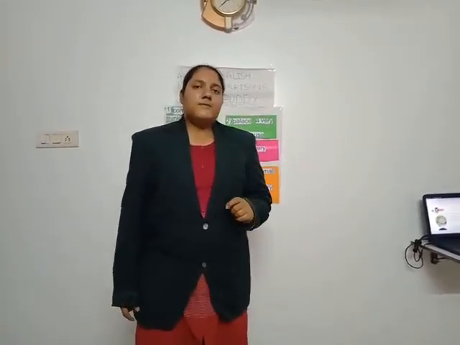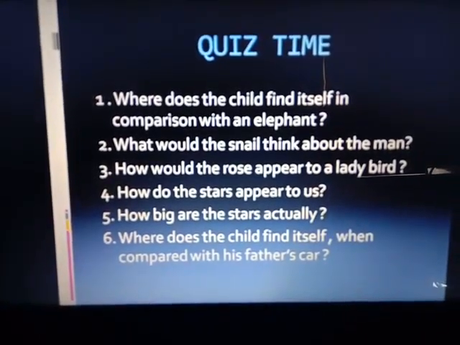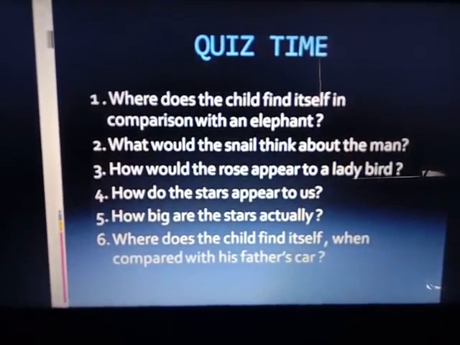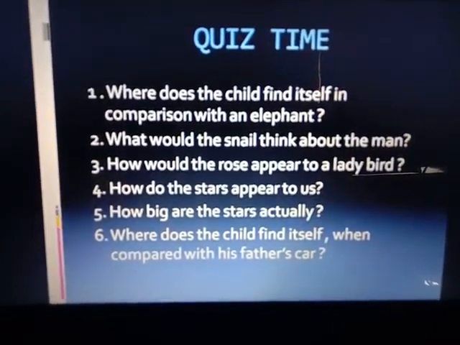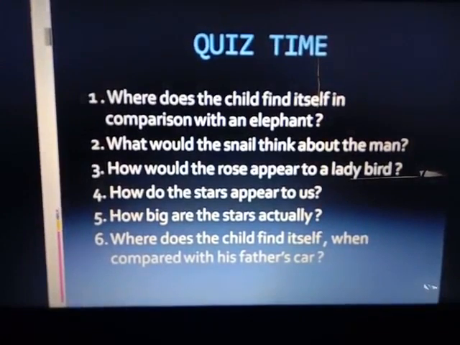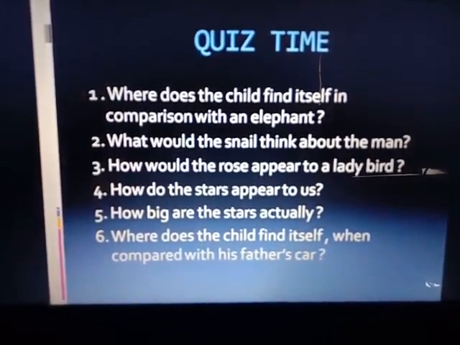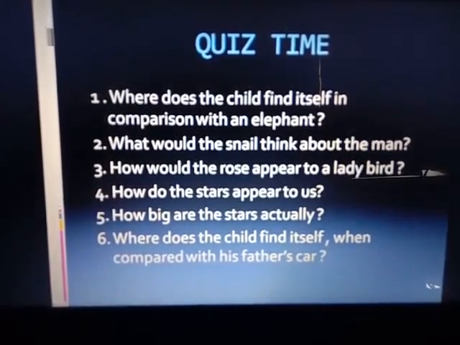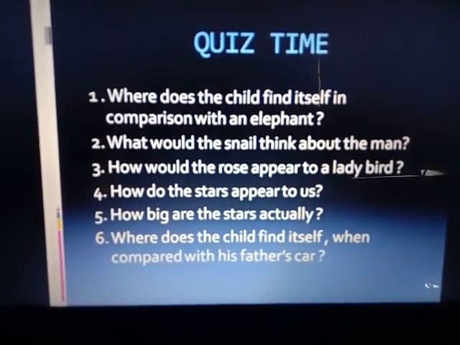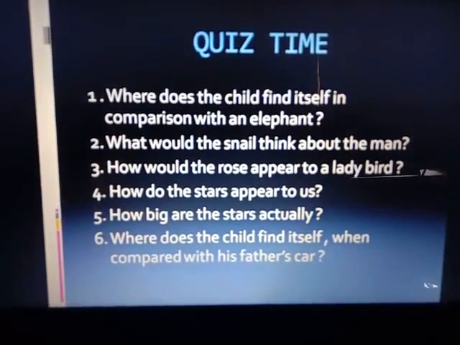Now, on the basis of poem, I have prepared some questions. So let's discuss that. So kids, here are some questions which I have prepared. First one, where does the child find itself in comparison with an elephant? Second, what would the snail think about the man? Third, how would the rose appear to a ladybird? Fourth, how does the star appear to us? Fifth, how big are the stars actually? Sixth, where does the child find itself when compared with his father's car? In next slide, I have prepared the answers also.